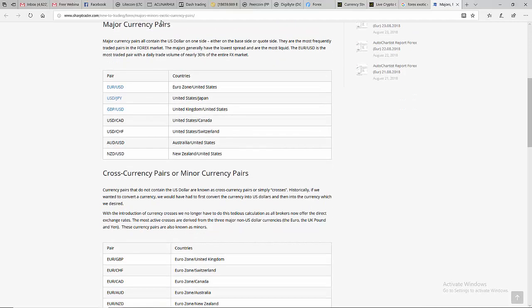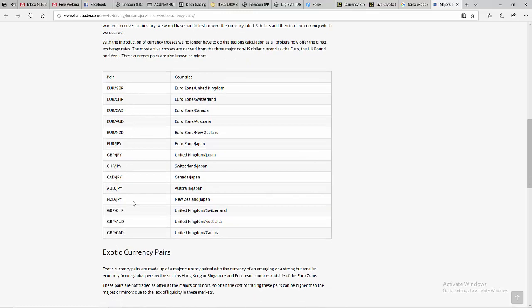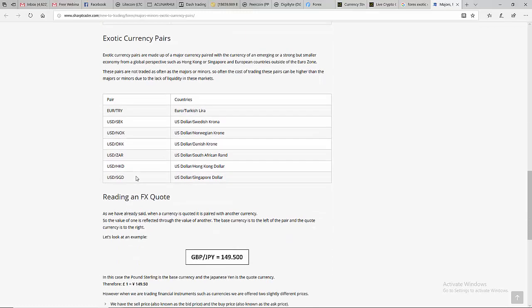The major currency pairs are our normal EUR/USD, USD/JPY, GBP/USD, USD/CAD, USD/CHF, AUD/USD, NZD/USD. Those are our seven major pairs, and these are the pairs I always focus on during the London market, as every one of us knows that I always trade the London market. The cross currency pairs or minor currency pairs are these, but the major one that I want to talk about is this exotic currency pair.